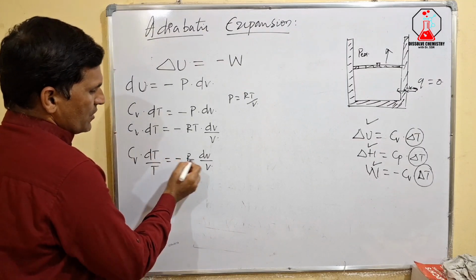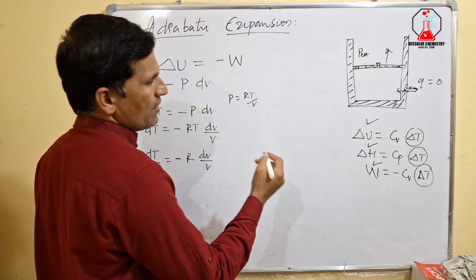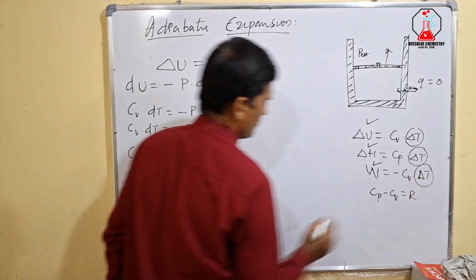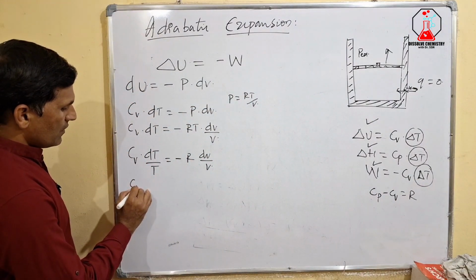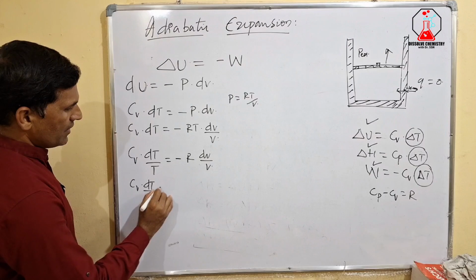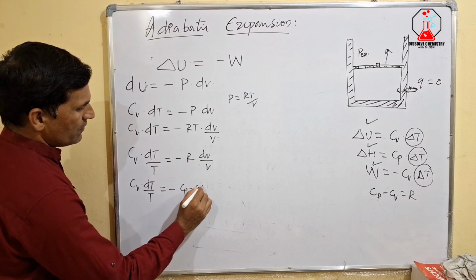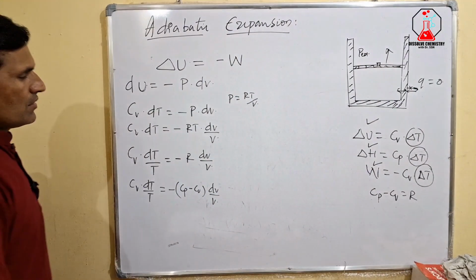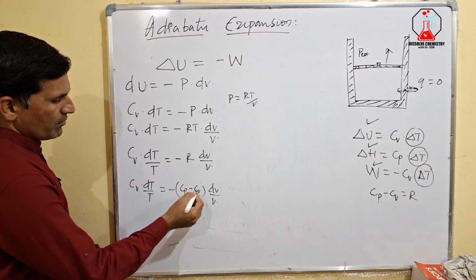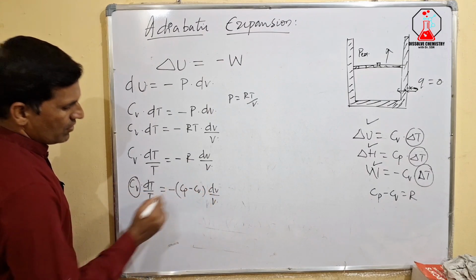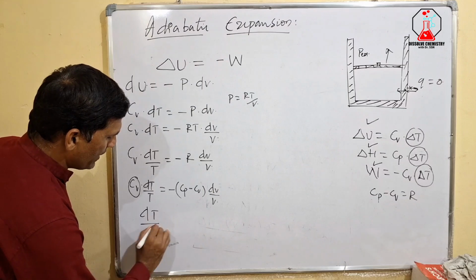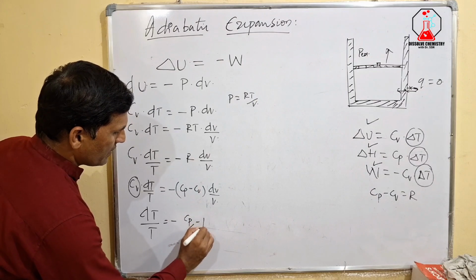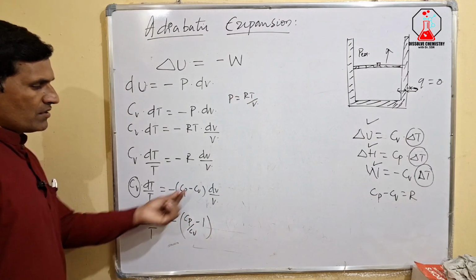Okay, so now substitute what is R. We know that Cp minus Cv is equal to R, so that we will substitute here. Cv dT by T is equal to minus (Cp minus Cv) dV by V. Next, if we take this Cv to the other side, then it turns out to be dT by T is equal to minus (Cp by Cv minus 1) dV by V. I hope you have understood.